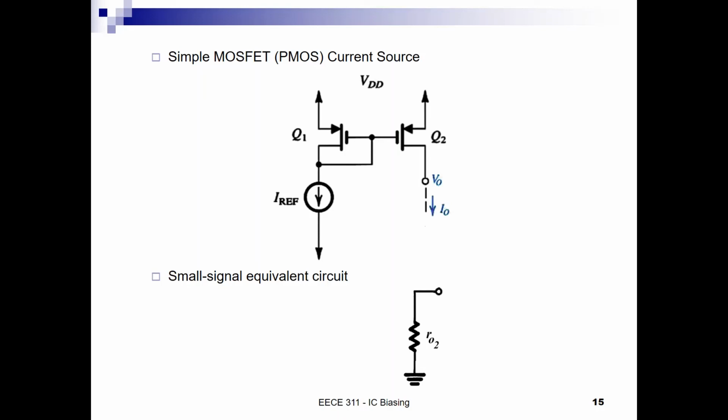You can use the NMOS to generate this reference current from something else. But the devices that are mirroring the current, it's a mirror, they have to be similar, so they have to be of the same type.